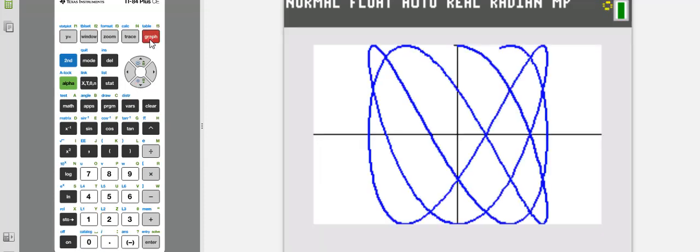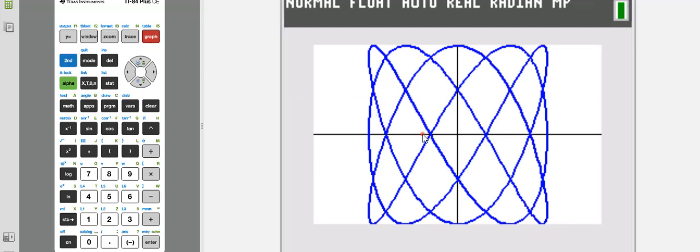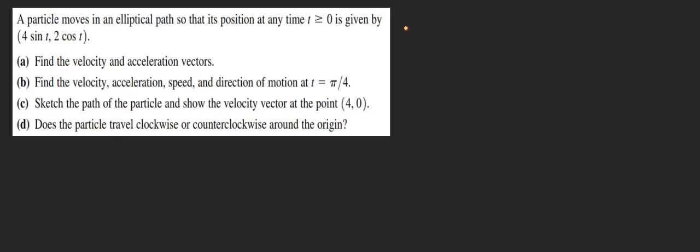So you do get a nice smooth curve here. So this is the path of the particle. Now it says that the particle moves in an elliptical path, so that its position at any time t greater than 0 is given by 4 sine t, comma, 2 cosine t. Part A says find the velocity and acceleration vectors.